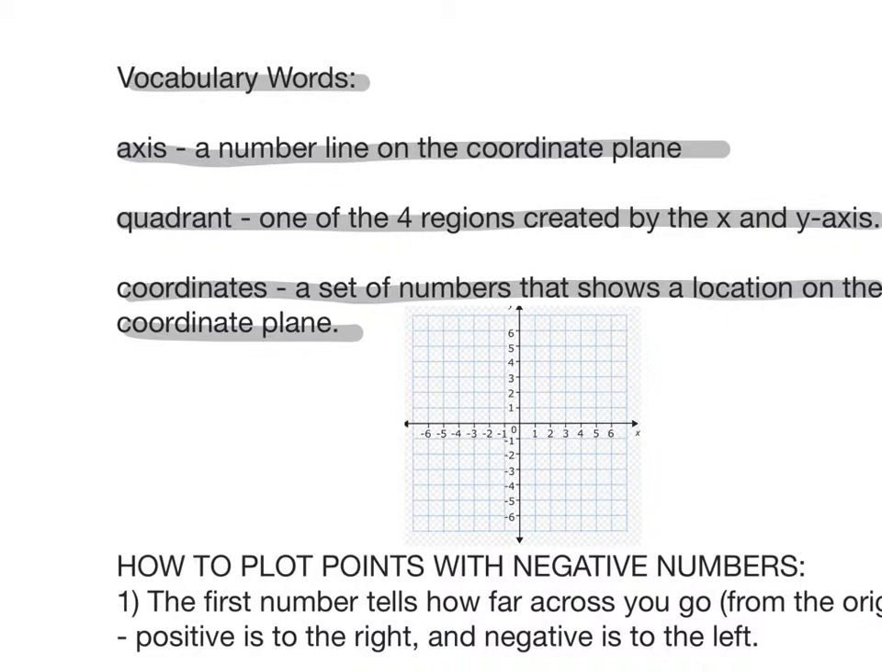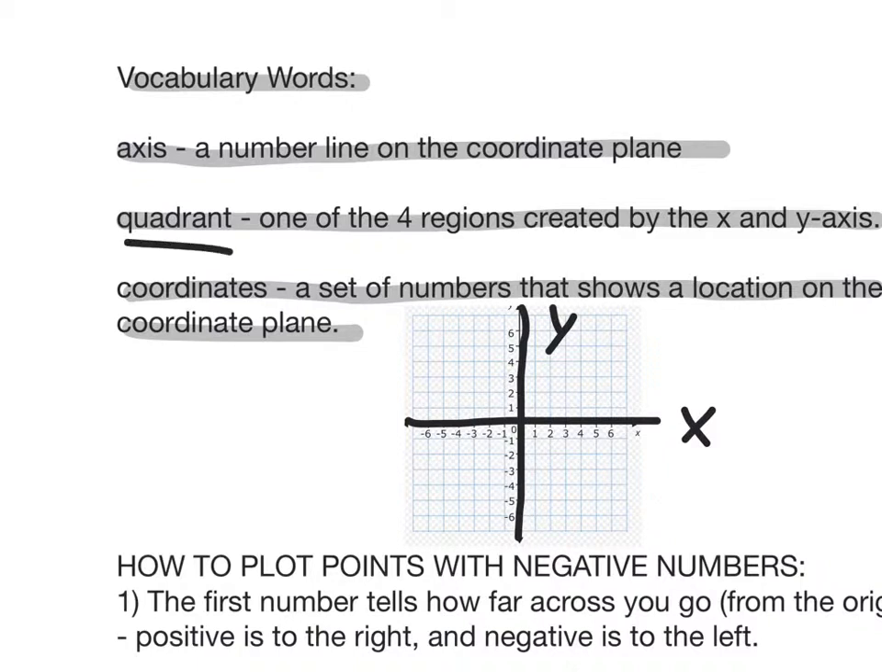Start with axis. The example down here has two axes. This is the y-axis, and this is the x-axis. Those are both number lines that we use to find spots on the graph.